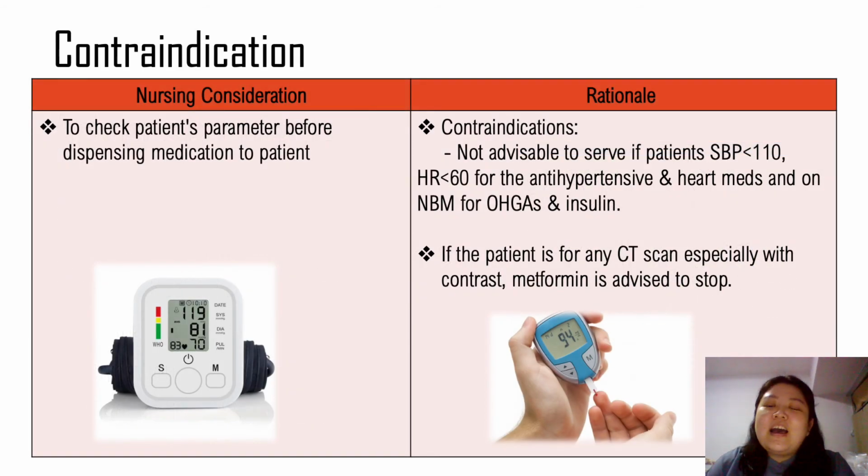Hi, I'm Cindy, and today I'm going to go through the nursing considerations. Firstly, before serving the medication to the patient, we have to check the patient's parameters. It's not advisable to serve the medication if the systolic blood pressure is less than 110 and heart rate is less than 60 for antihypertensive and heart medications. If the patient is on NBM, do not serve the oral hypoglycemic agents and insulin. If the patient is going for a CT scan, stop metformin.